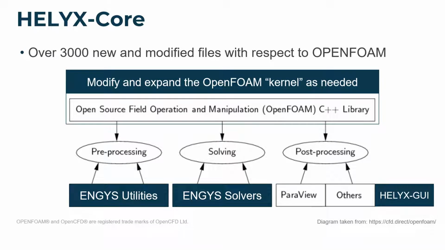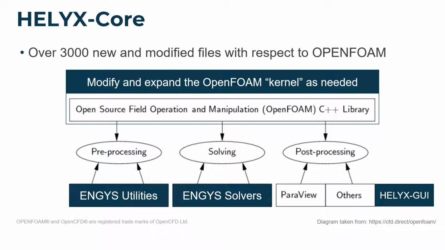So how do we use OpenFOAM at ENGYS? OpenFOAM consists of two main parts, the source and the applications. The source is a set of libraries which includes the fundamentals of the numerics, such as discretization and boundary conditions. The applications are high-level code, which include meshers, solvers, pre- and post-processing utilities.